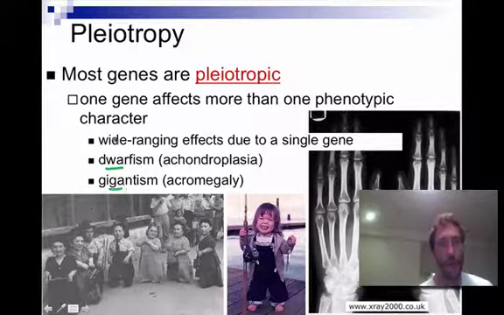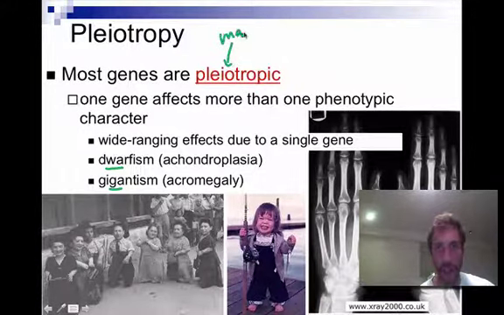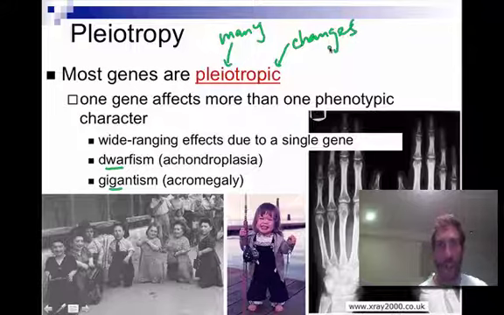So this idea that one particular gene can have many effects is called pleiotropy, or a pleiotropic gene. So pleio means many, and tropic means changes. So many changes.